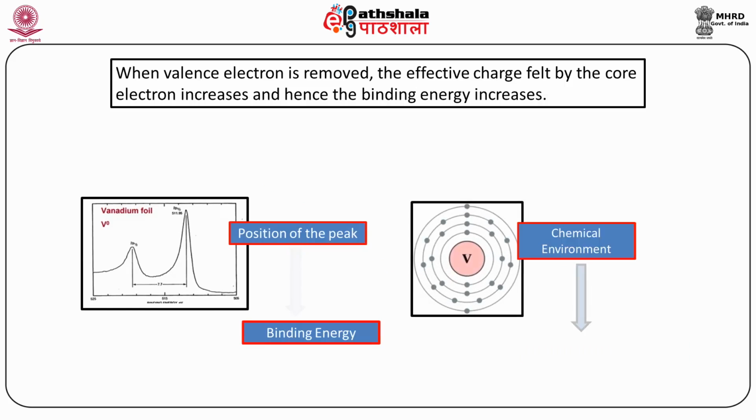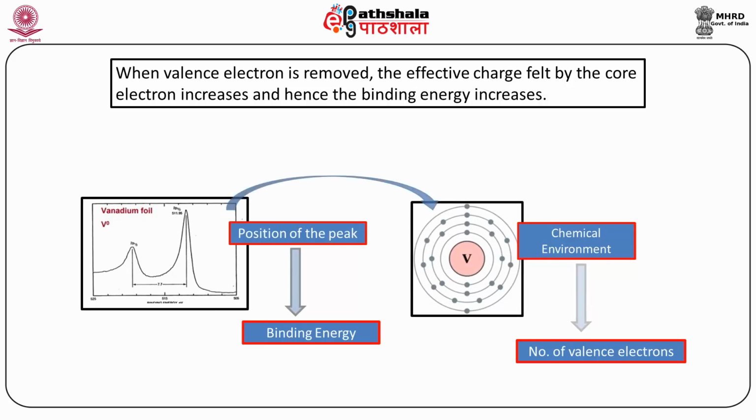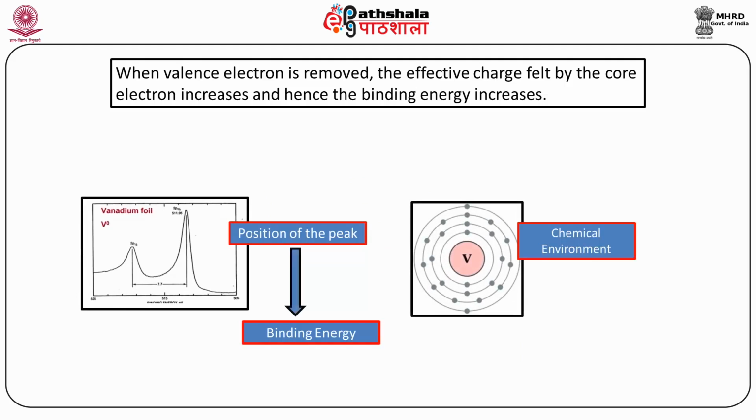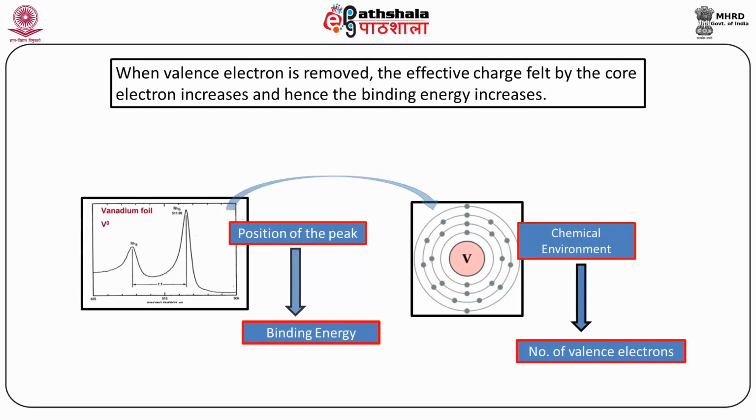When we have these two parameters, we find that when a valence electron is removed, the effective charge felt by the core electron increases, and hence the binding energy also increases, because on the removal of a valence electron, the size of the atom decreases considerably, thereby leading to a much higher force towards binding energy.